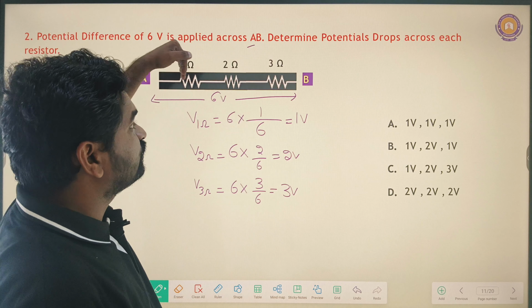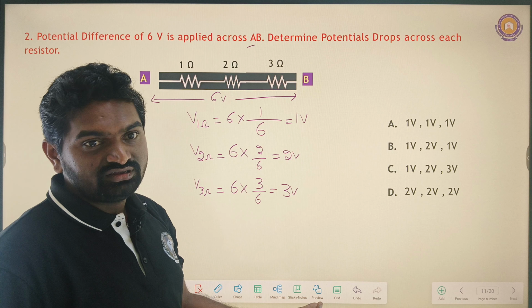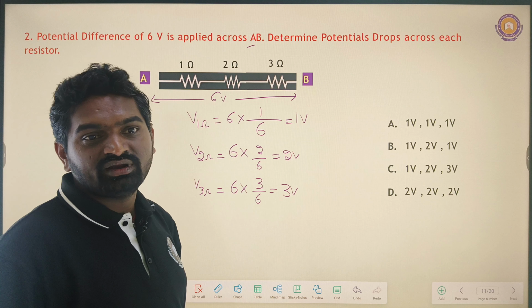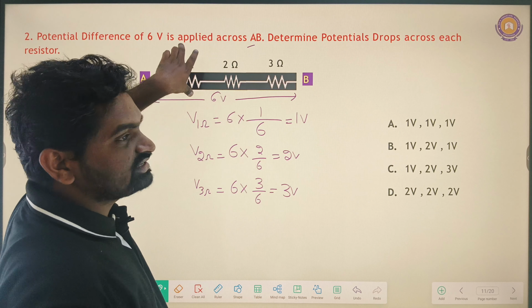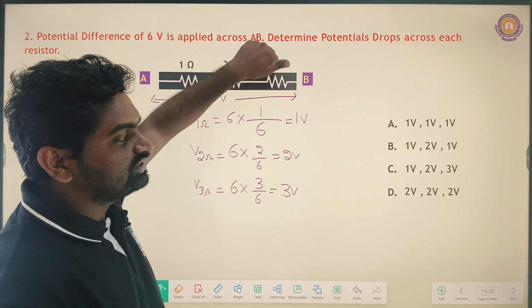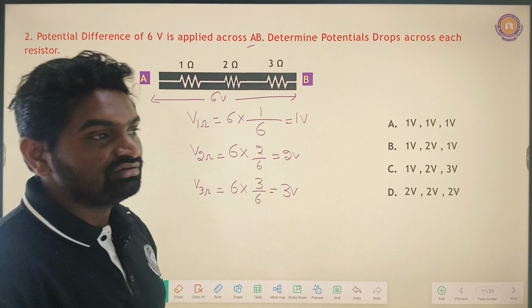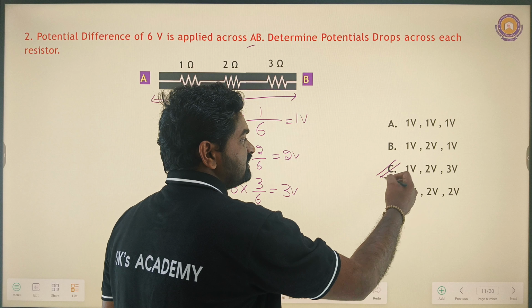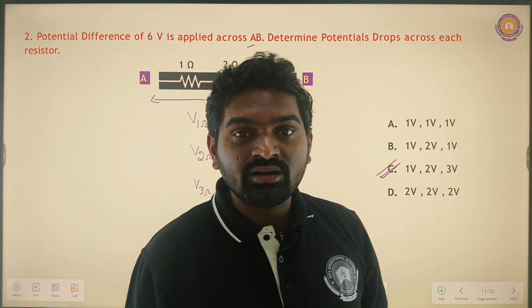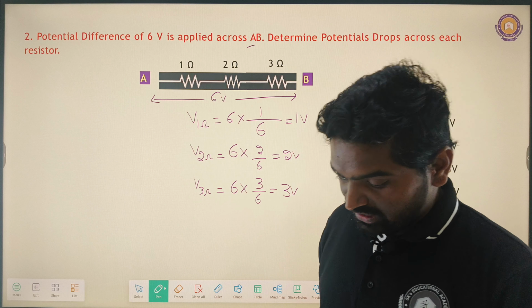Simply, the total resistance is 6 ohms, and 6 volts is applied. So at the 1 ohm resistance, 1 volt; at the 2 ohm resistance, 2 volts; and at the 3 ohm resistance, 3 volts. So option C is the correct one. Okay na? So this is about the series combination of resistance with examples.